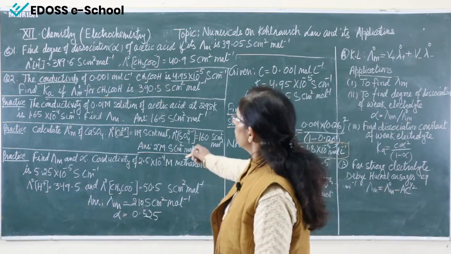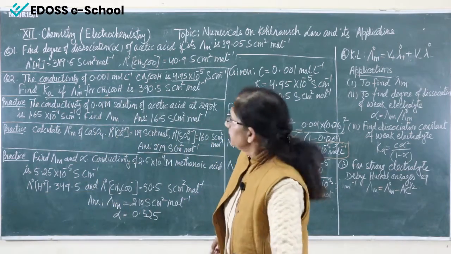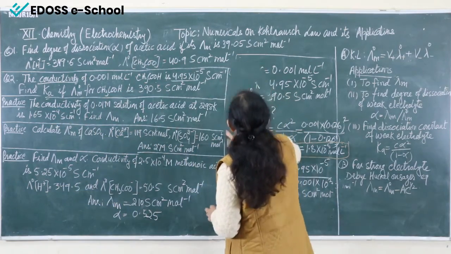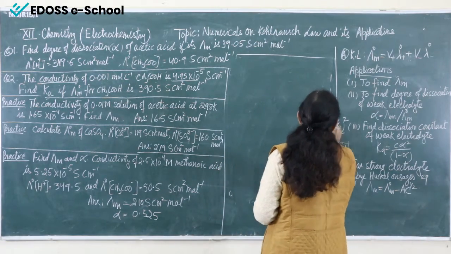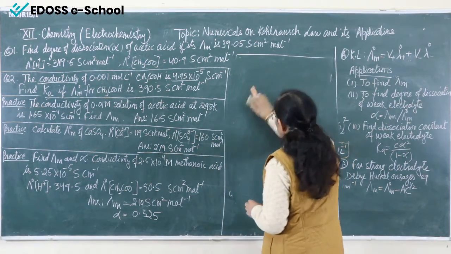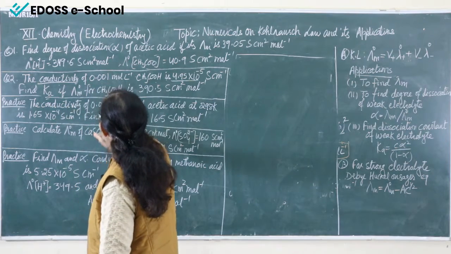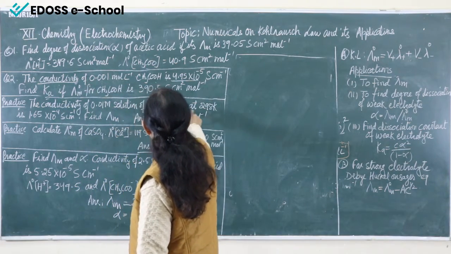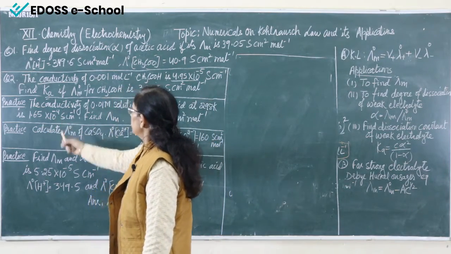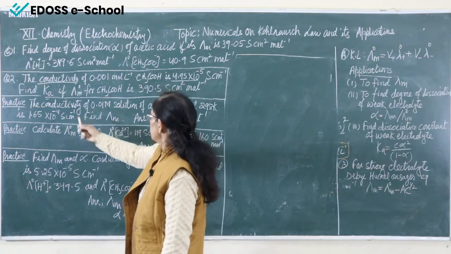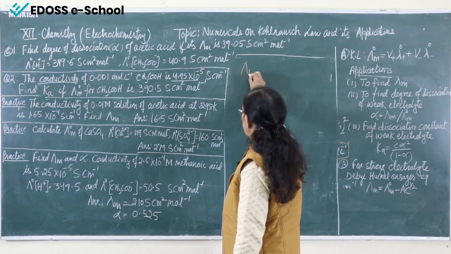Now I have given you a few practice questions here. You can see 1, 2 and 3. You have to do these questions yourself for practice, but I can discuss here with you. Now see here in this question, the conductivity of 0.01 M solution of acetic acid at 298 Kelvin is 1.65 into 10 raised to power minus 4 Siemens per centimeter, and lambda m you have to find.